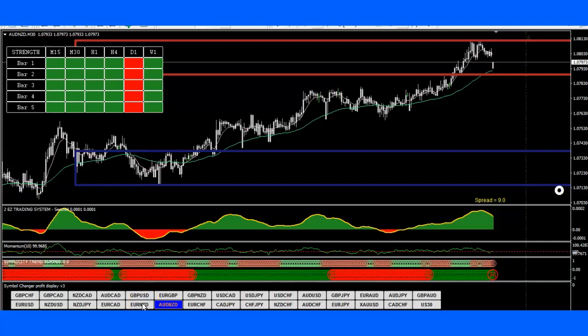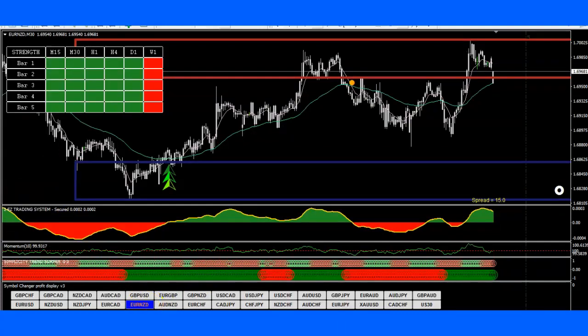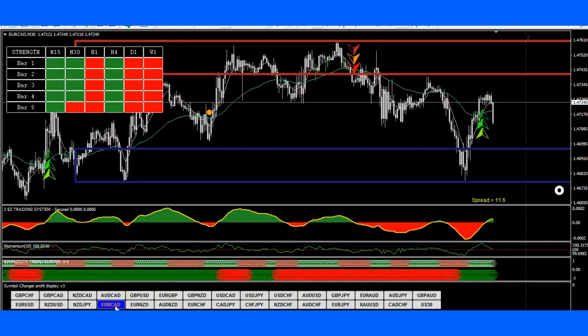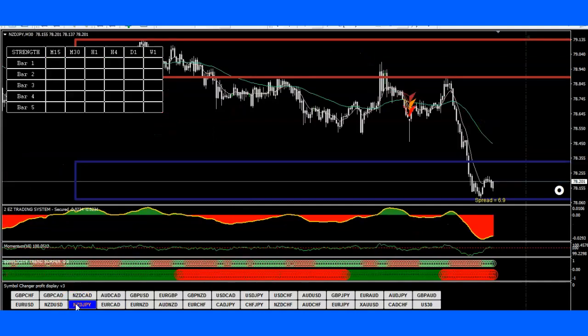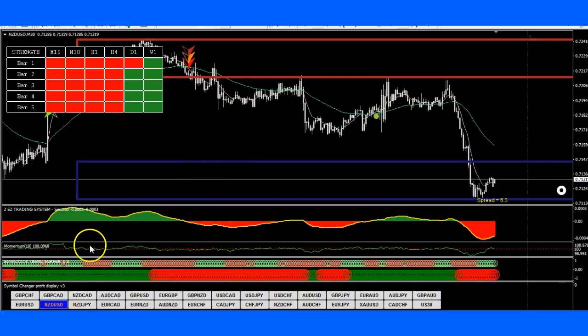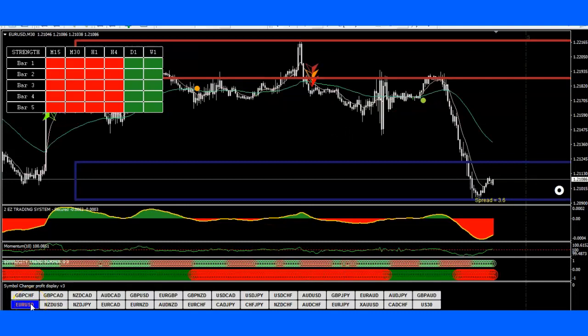Euro NZD. That's our NZD. Now we're at Euro NZD. Okay. Euro CAD. Don't like those too much. NZD JPY, it's already in a buy zone. We're gonna wait for triple arrows. We're gonna wait for triple arrows. NZD USD, waiting for triple arrows on those, and Euro USD. Well, that's Euro USD right there.